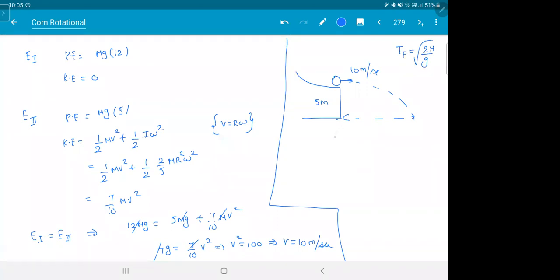Chalo, let's say you don't remember it. Then what to do? Use your general equation. Sy is uy t plus half a t square. What is Sy? Minus 5 because you're coming down. What is uy? 0. There is no vertical component. What is gravity?